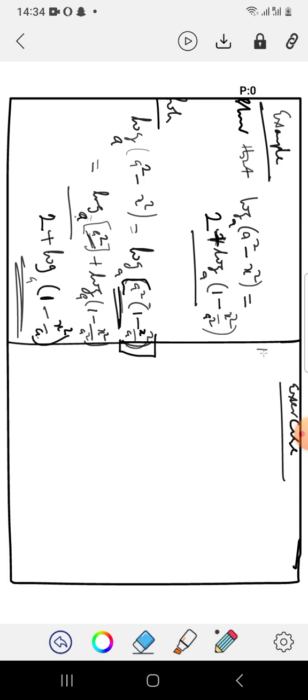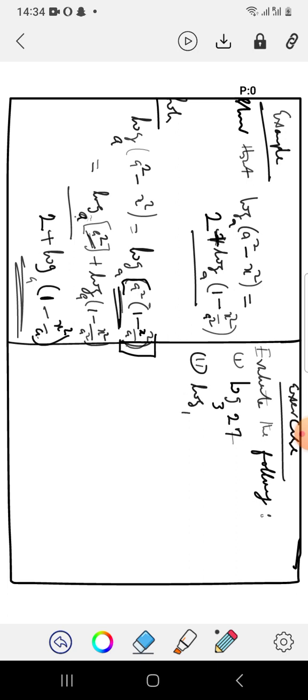Question 1 says you should evaluate the following. 1, evaluate the value of log base 3 of 27. 2, evaluate the value of log base 1 over 3 of 27. 3, evaluate log base 2 of 16. 4, evaluate log base 1 over 2 of 32.